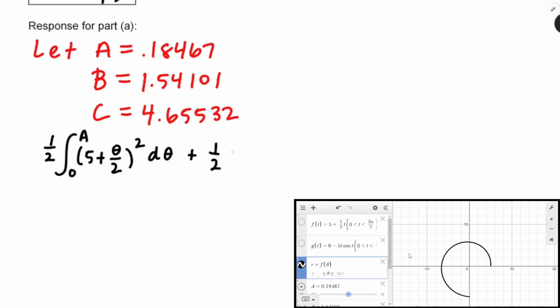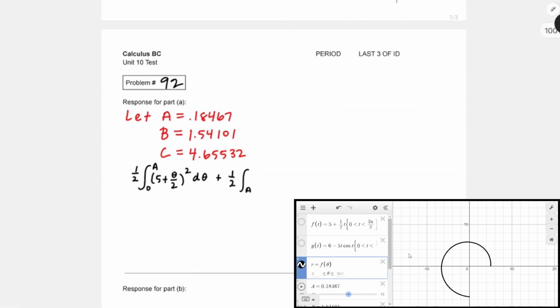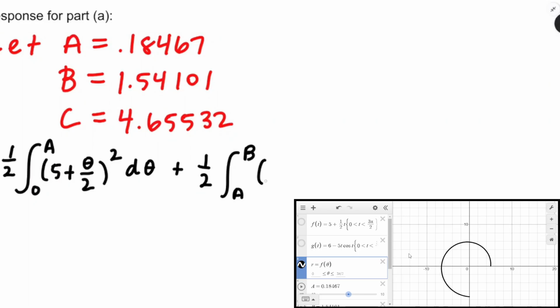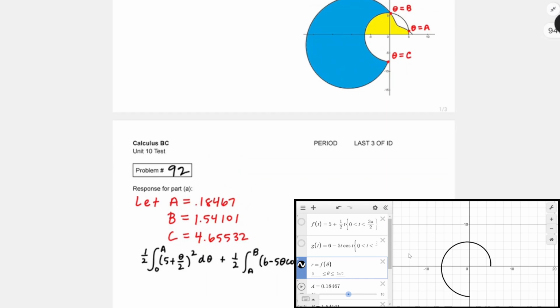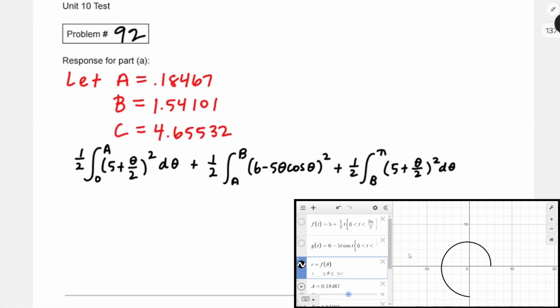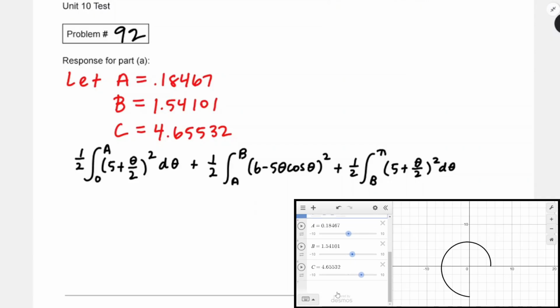Then we're going to start picking back up at A, and I would assume integrate towards B. Yeah, A to B on the lumpy one. So that's going to be the more interesting equation, which was 6 minus 5 theta cosine theta. And then the last one is going to be from B to, is it all the way around? No, it's around to pi. B to pi of back to the first one, which was 5 plus half theta. I'll take a little step back, look at my expression, say this looks good. And now we're going to get to the calculator, and that's going to be a lot.